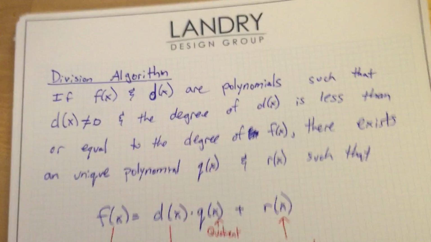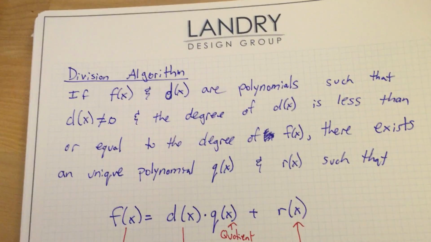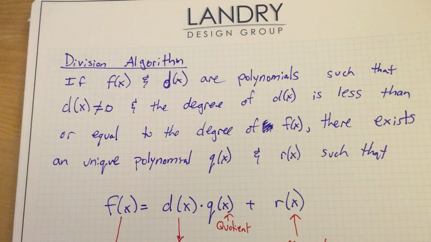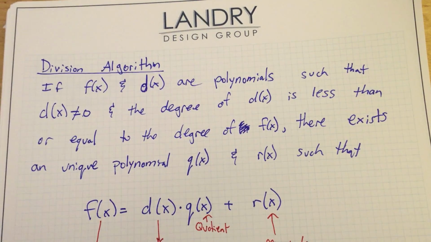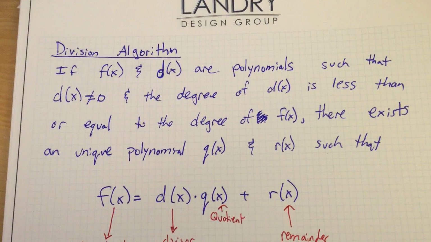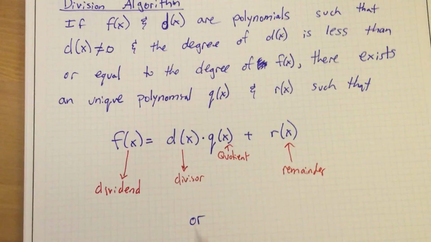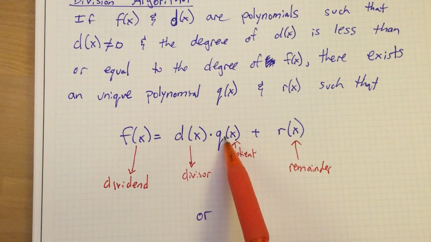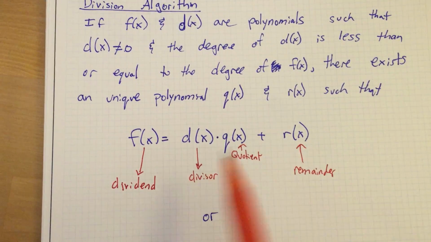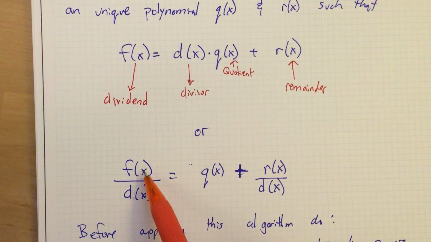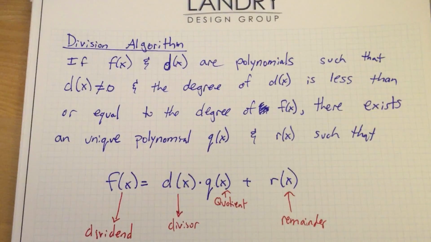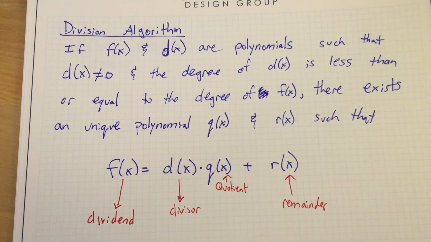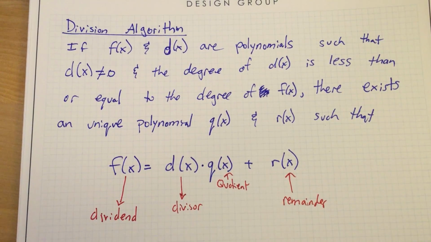Okay, what kind of problem is this? This is leading us to what's known as the division algorithm. You're going to want to pause this video and copy this down. It says f of x and d of x are polynomials such that d of x cannot equal 0. The reason it can't equal 0 is because if I multiply these two together, that will go away, and I can't divide f of x by d of x with 0. The degree of d of x is less than or equal to the degree of f of x.